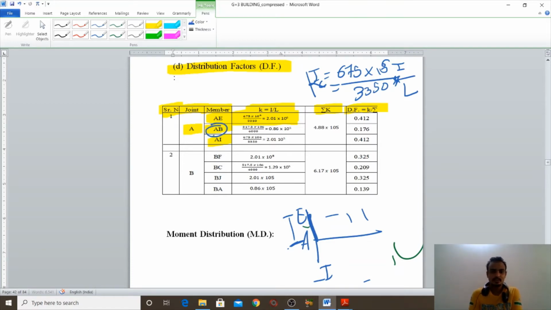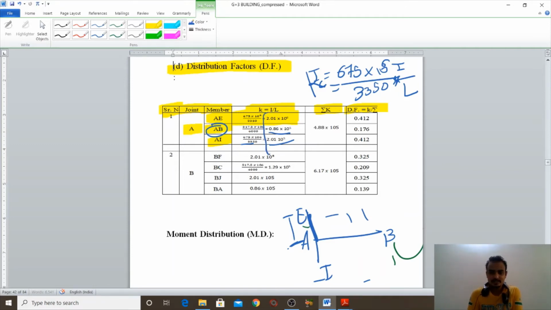Same equation for the AB. AB is a beam. So I is 517.5 into 10 raised to 6 divided by 6000. So K is 0.86 into 10 raised to 5. AE value is 675 into 10 raised to 6 divided by 3350. So the value is 2.01 into 10 raised to 5.